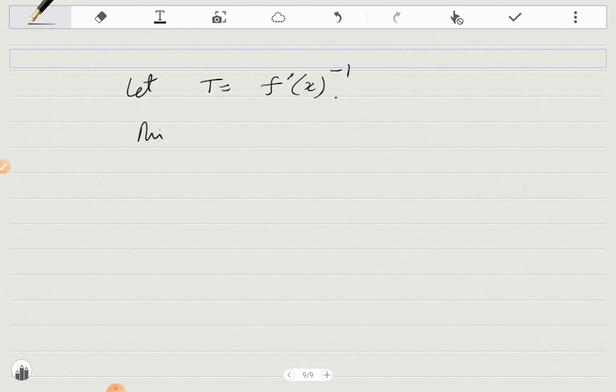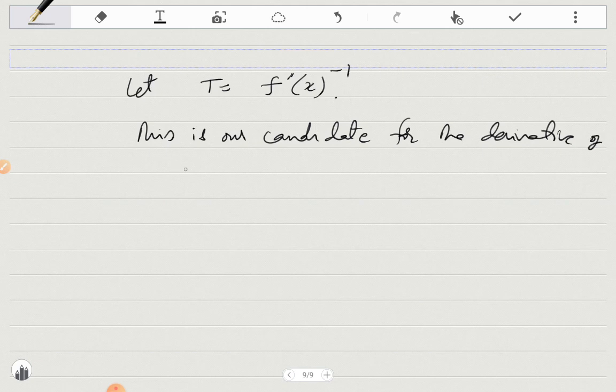The main observation is that this is our candidate for the derivative of g equal to f inverse at y. So as I said, this is our candidate. So we actually have to check that this indeed satisfies the definition of the derivative.